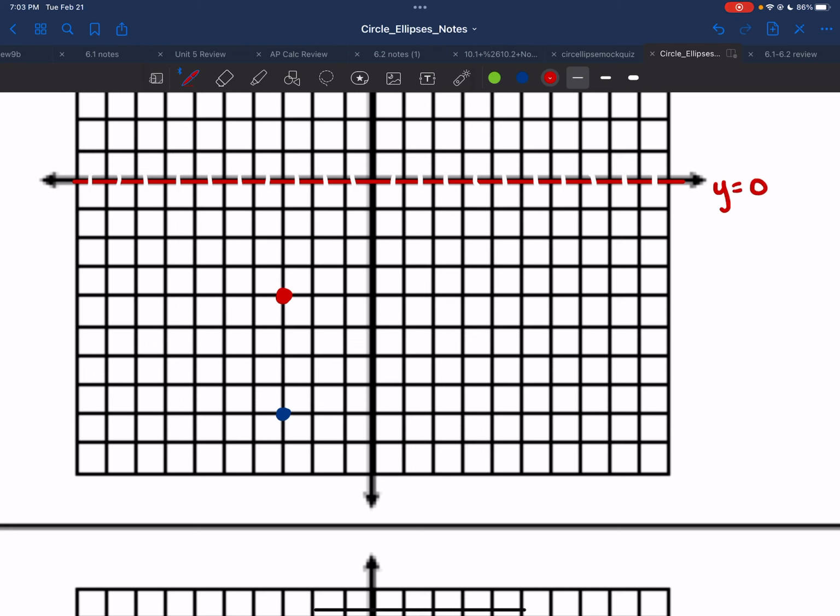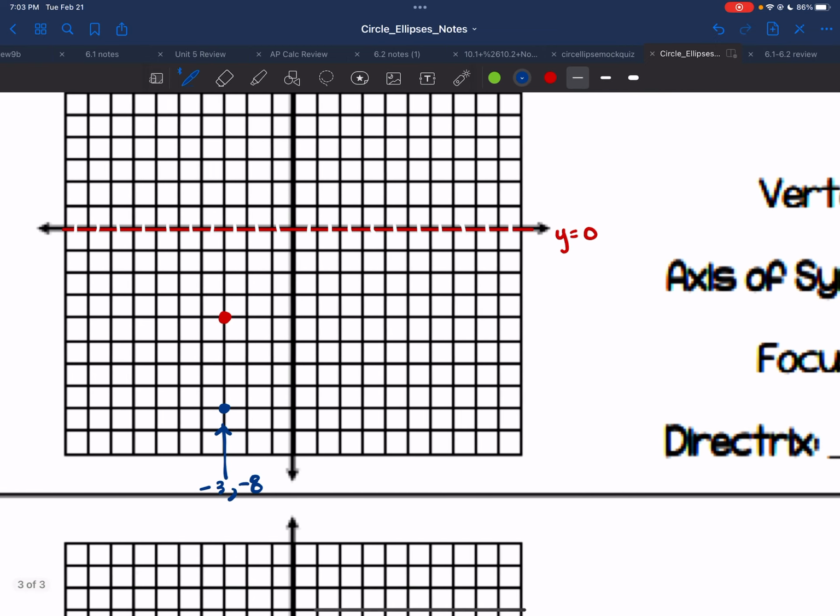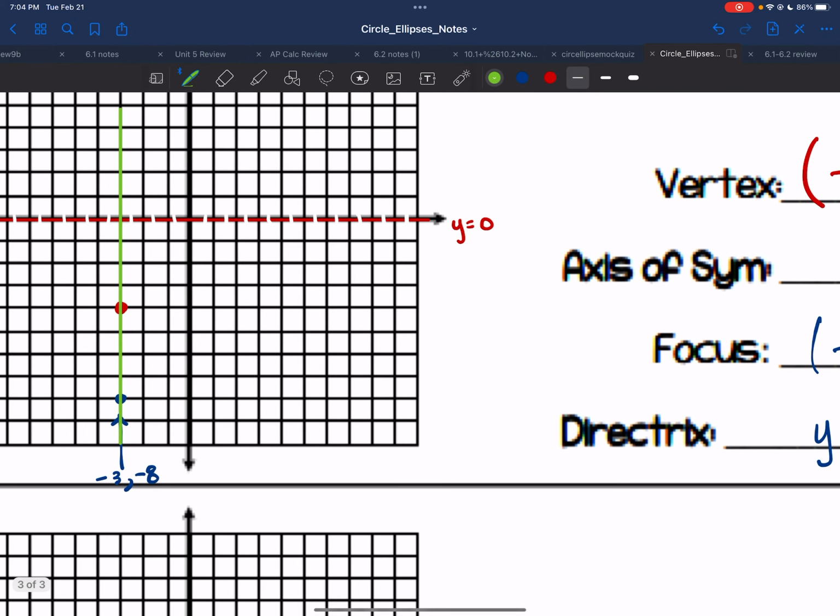Because if we move that up and down on the axis, my focus value is going to be -3 and -8. Okay, so my focus is (-3, -8). My directrix is at y equals 0. Ooh, my axis of symmetry. That axis of symmetry, remember, goes through my vertex and my focus. So that would be my line of symmetry. So that is x equals -3.